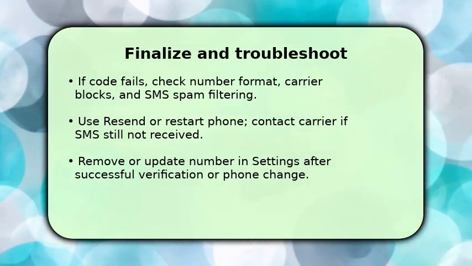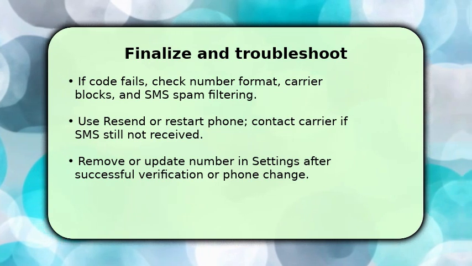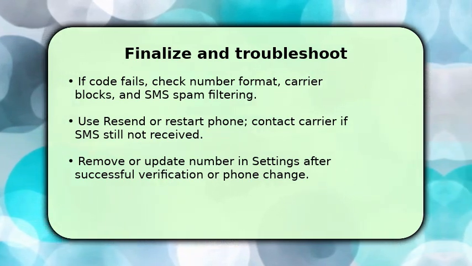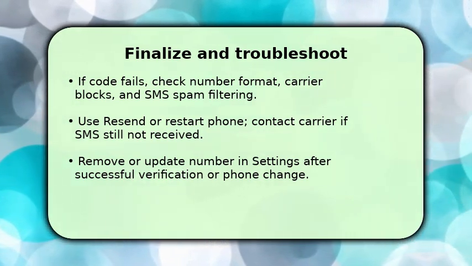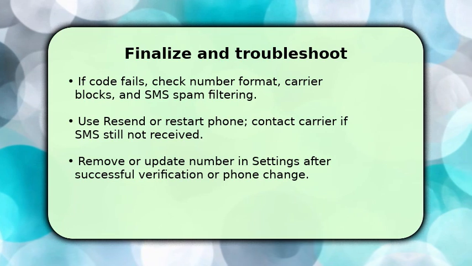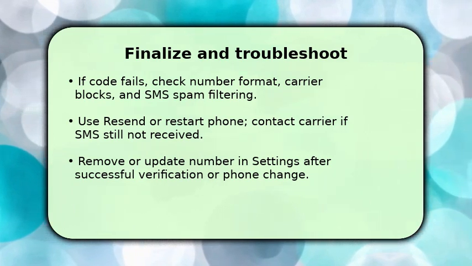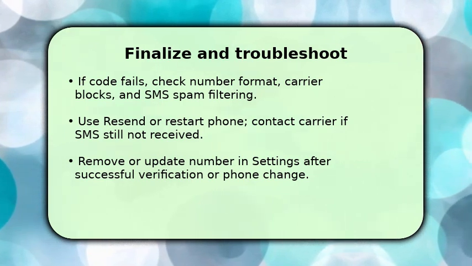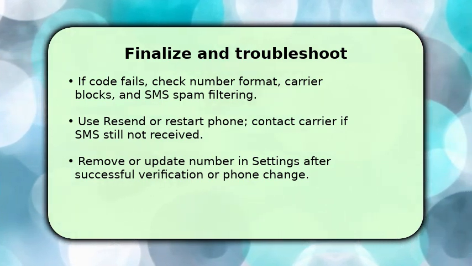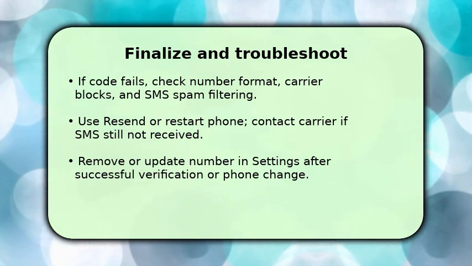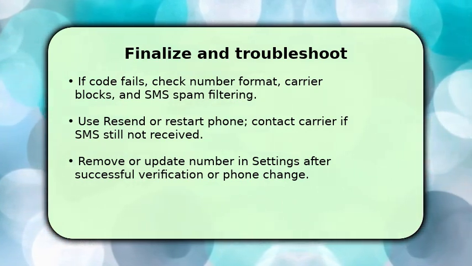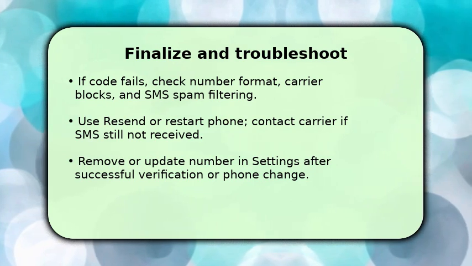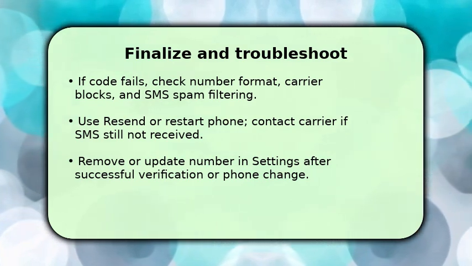If you don't get a code, verify you entered the correct country code and number, then wait 60 seconds before resending. Restarting your phone can clear carrier glitches. If problems persist, ask your mobile carrier about SMS blocking or shortcode filters. Key troubleshooting tip: if SMS delivery fails repeatedly, temporarily use a different mobile number you control to complete verification. Then update to your preferred.